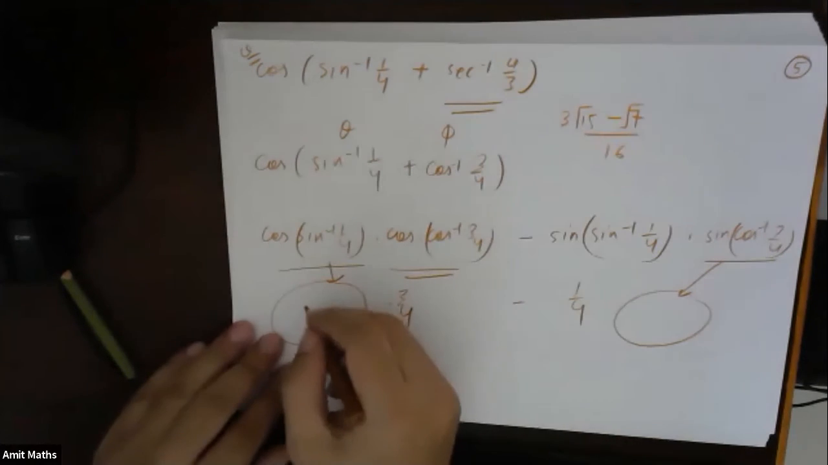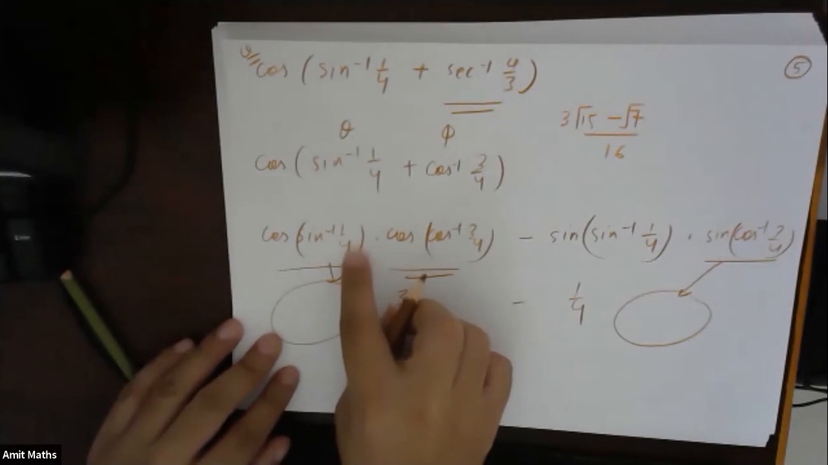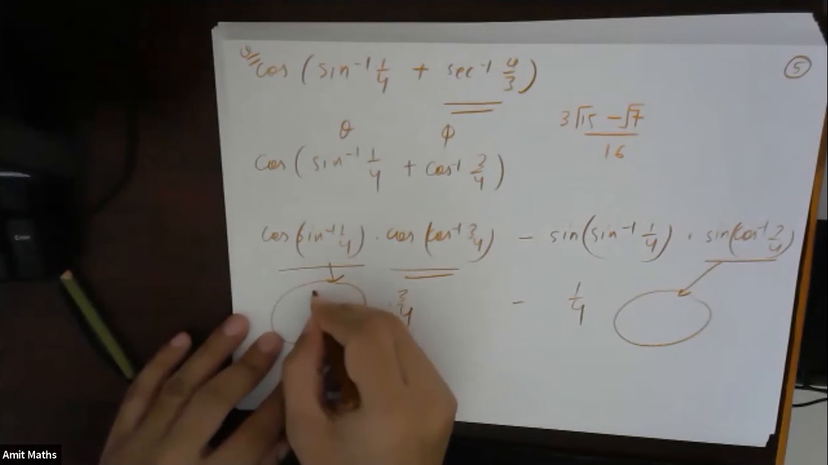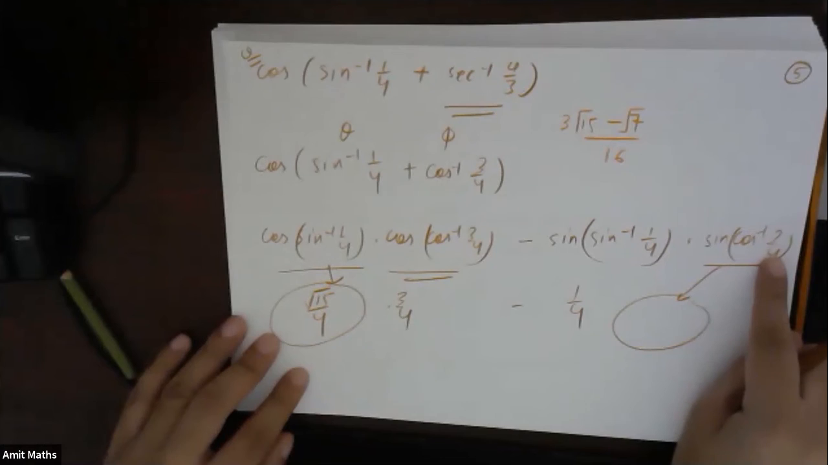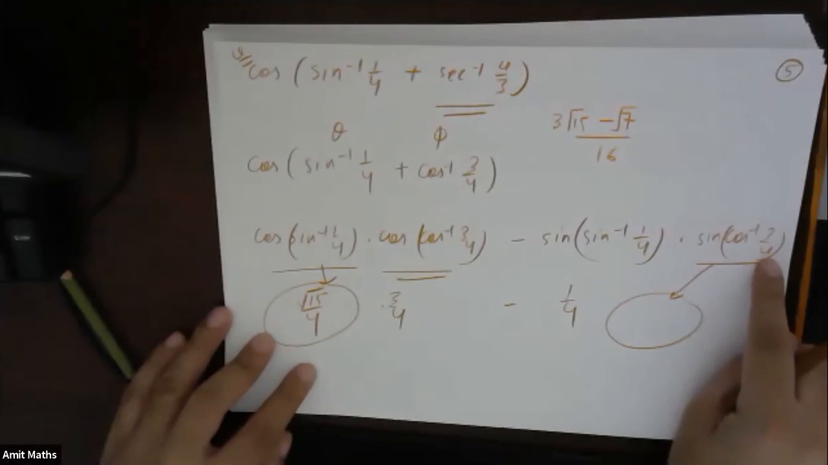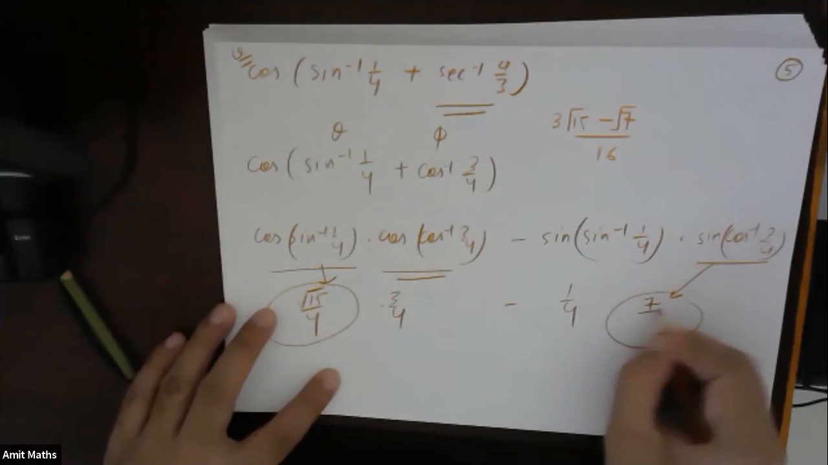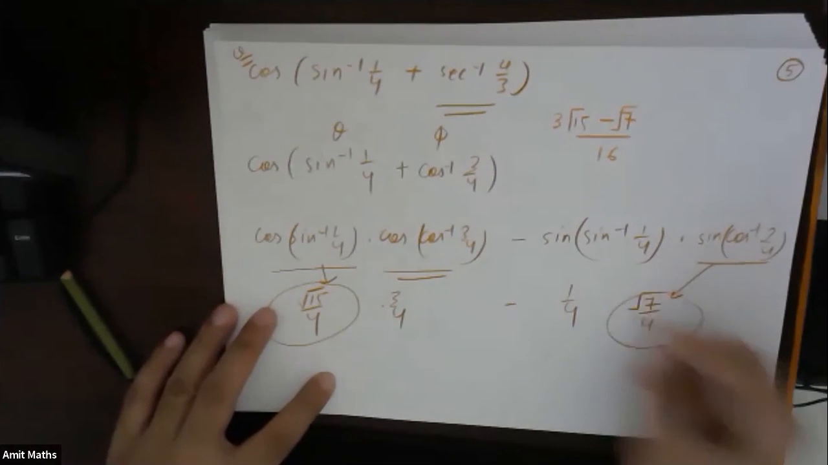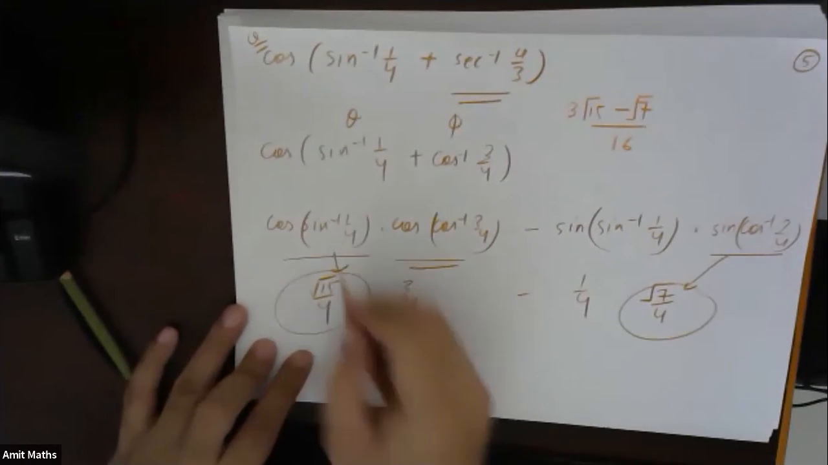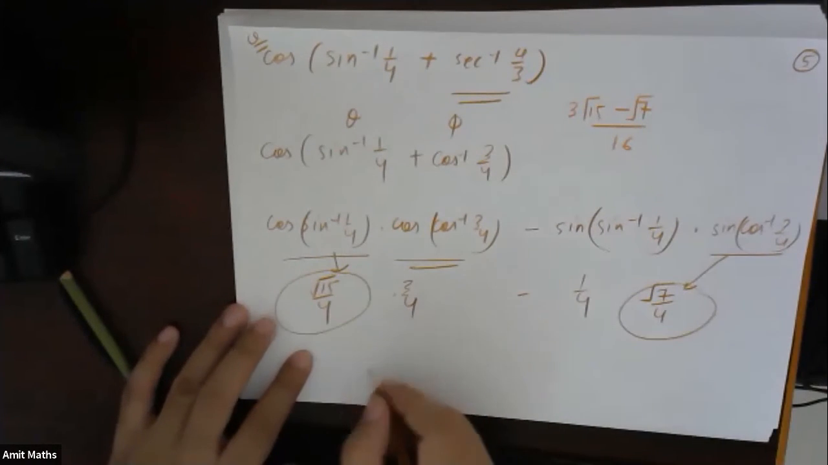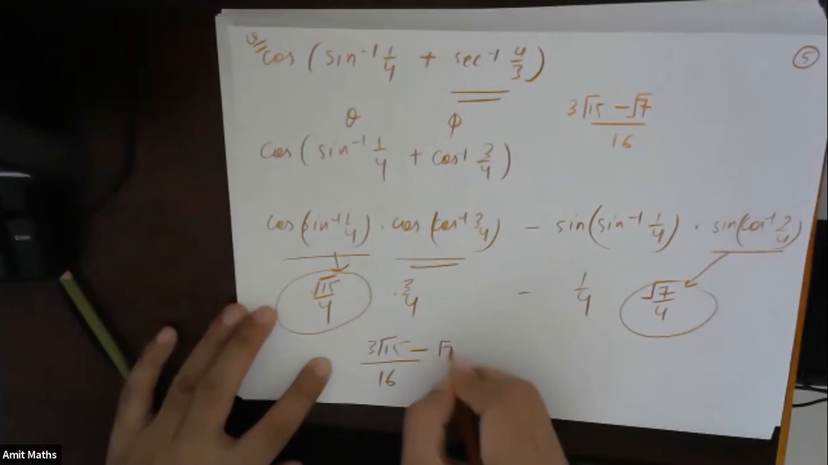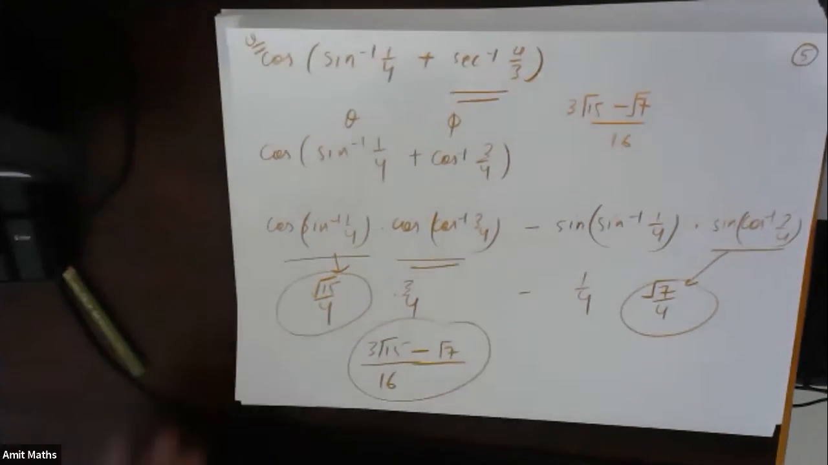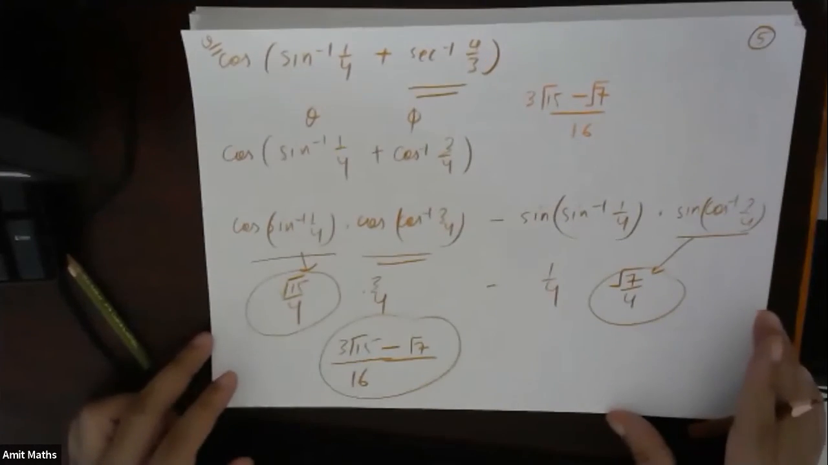Because I think you will get this as 16 minus 1, root 15 by 4, and this one is 16 minus 9, root 7 by 4. So from here you will get here, from here you will get here. So this is 3 root 15 by 16 minus root 7. This will be the final answer. Just check this one. Is everybody able to understand or not? Okay.